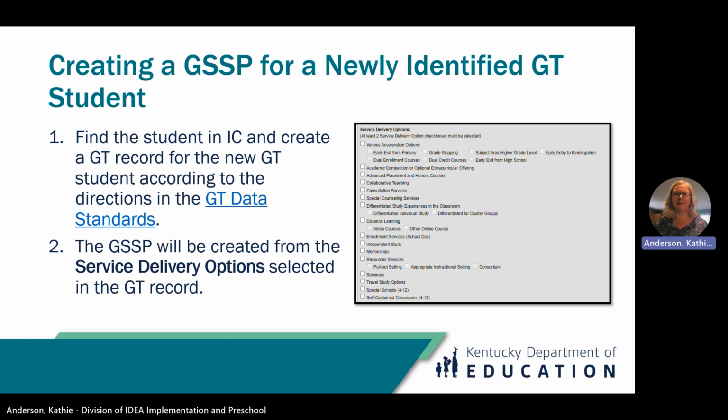The GSSP will be created from the service delivery options selected in the GT record. So make sure that you look at those service delivery options to ensure that is what you want to show on the GSSP.